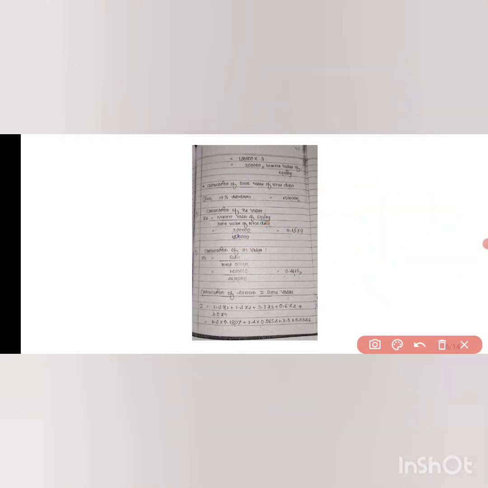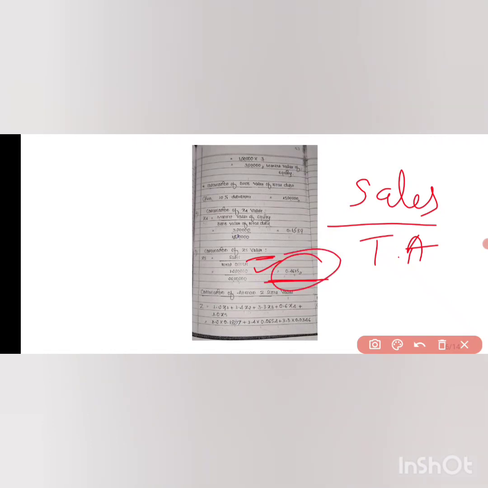Moving on to the X5 value. The formula of X5 is sales divided by total assets, right? As I just said, sales value is given in your question, in the other information, 12 lakhs, and we know the value of total assets, that is 26 lakh. So 12 lakh divided by 26 lakh, you will get one value, 0.4615. This is our X5 value.